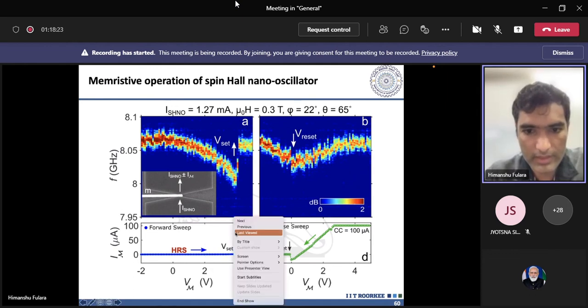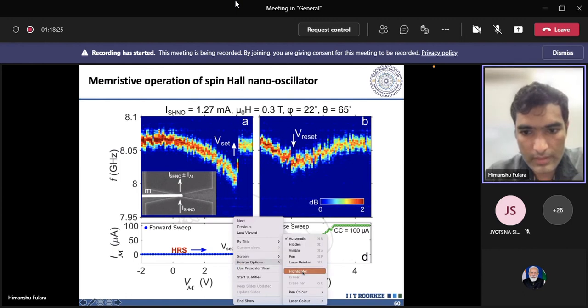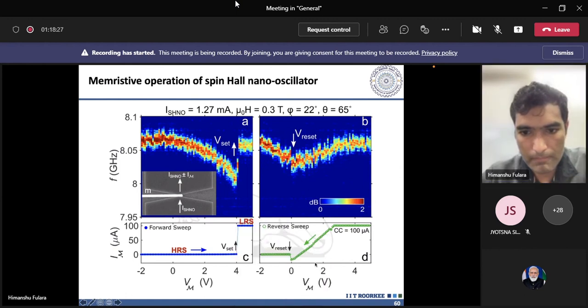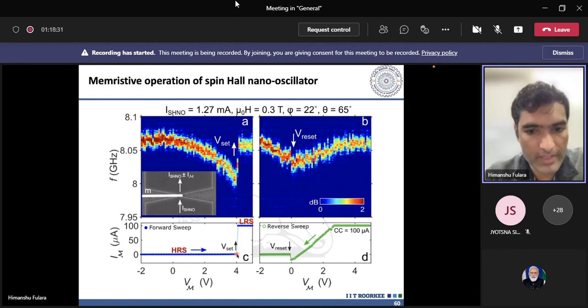Until this voltage, this ion movement is not happening. But once we increase this gate voltage, which means once we increase the electric field beyond 4 volt, then we enter into a different regime, which is called the low resistance state, which means we have an additional current in addition to this spin Hall oscillator current.